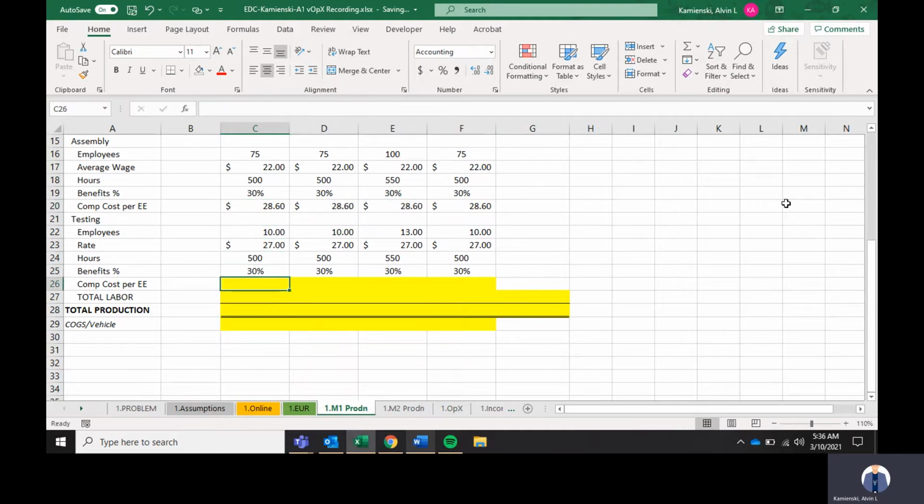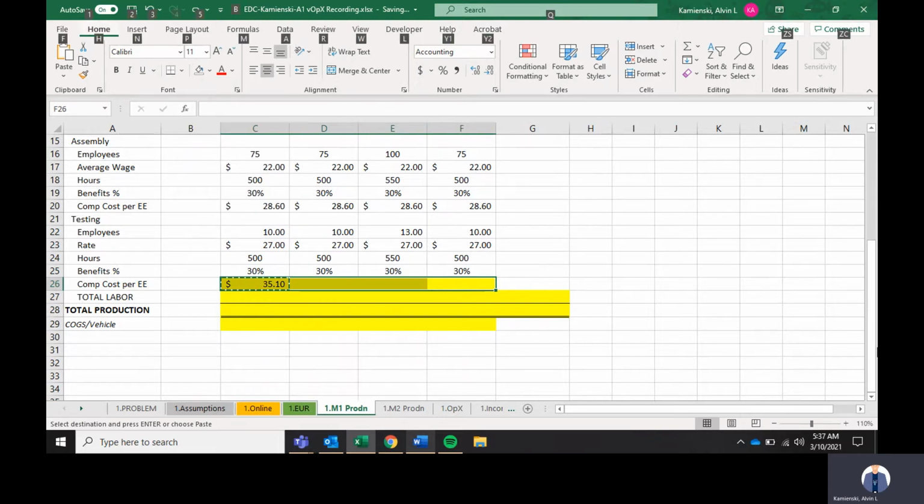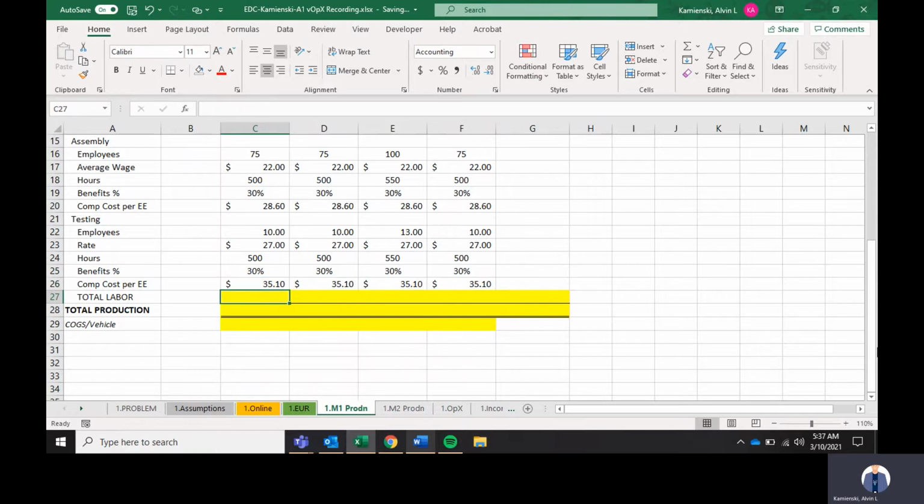All right, what about our testing employees? Same basic idea. We have a 27-dollar hourly rate to start with, but to that rate, we have to add an additional 30% in cost for benefits. So our testing employees are going to cost us $35.10 each per hour.